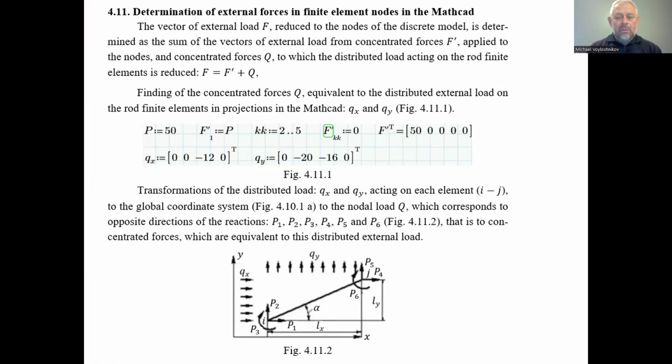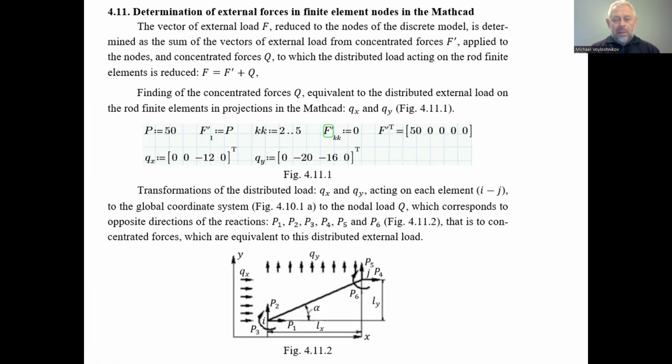The vector of the external load reduced to the nodes of the discrete model is determined as the sum of the vectors of the external load from the concentrated forces F stroke applied to the nodes and the concentrated forces Q, to which the distributed load acting on the rod in the finite element is reduced. So together, the vector of the external load we can find is the total of F stroke plus Q.